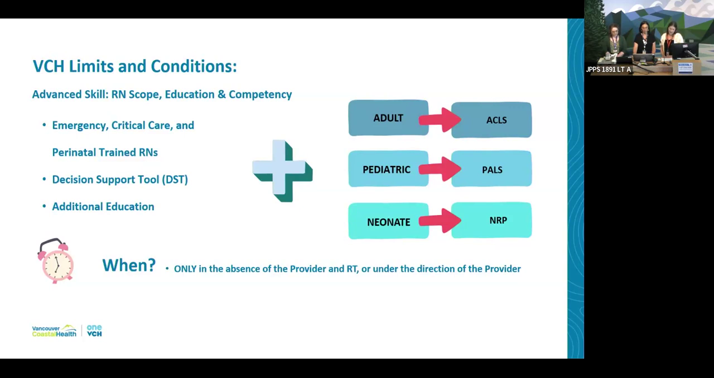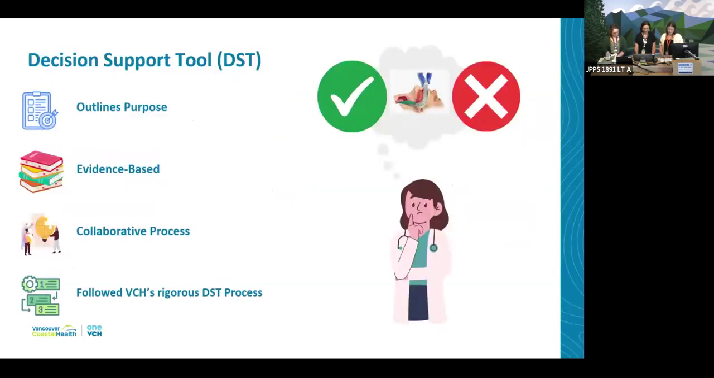A decision support tool must be available, and RNs must receive additional education to perform this skill. So that's where we came in. Our team created a decision support tool to outline site applicability requirements, limits, and conditions, and the procedure of inserting an iGel. Recent literature, Elsevier Skills, and other guidelines supported the creation of this DST. The document required extensive peer feedback and collaborator engagement, and it went through VCH's rigorous DST process. It has finished first read, and it will be going for endorsement read soon.